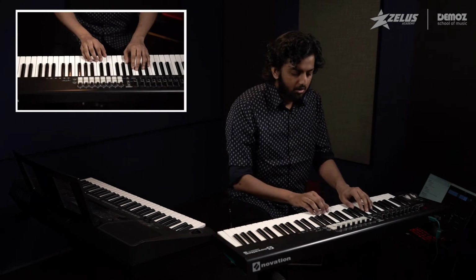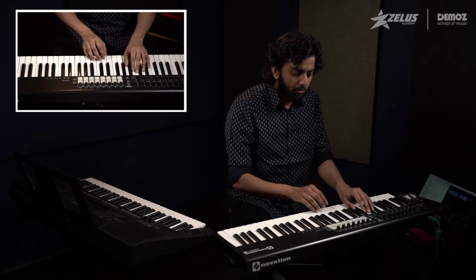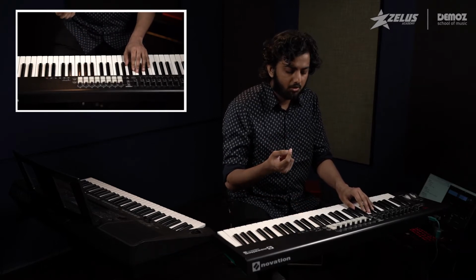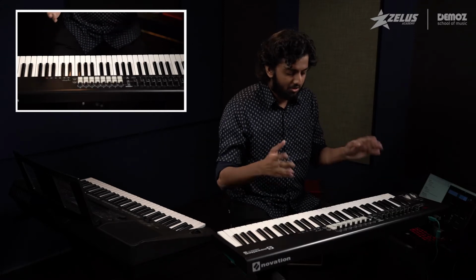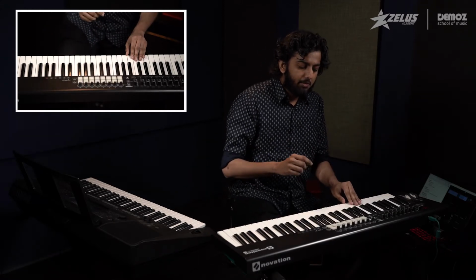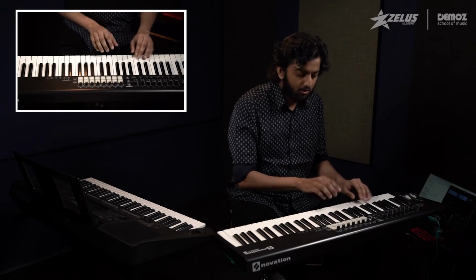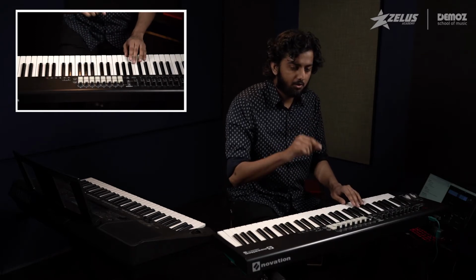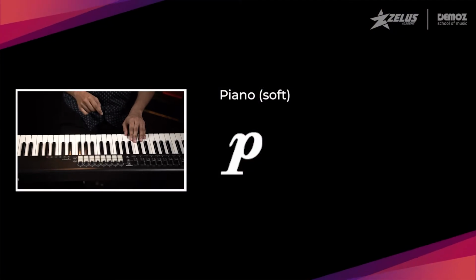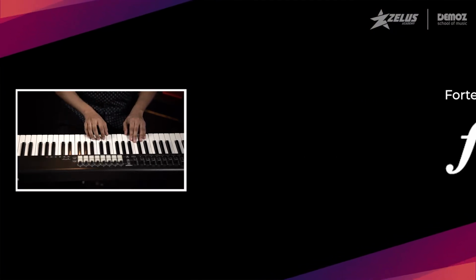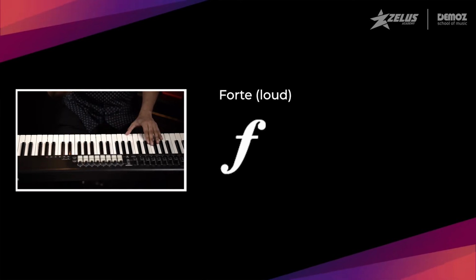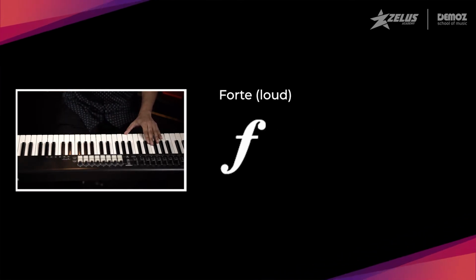So today I would like to just teach you two dynamic markings, and that would be one is called piano and the other one is called forte. Don't mistake piano for being the actual piano. No, in this case, piano means soft. So in Western classical music, you would see a small P written somewhere or a small letter F written somewhere, right? So P means piano and that F means forte.